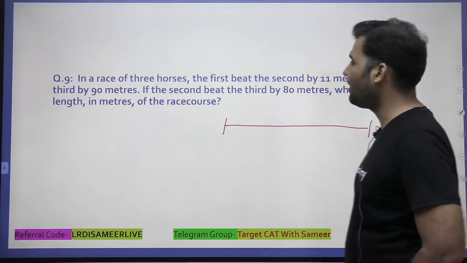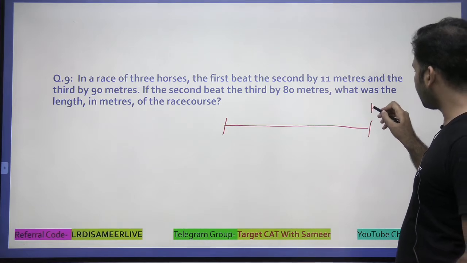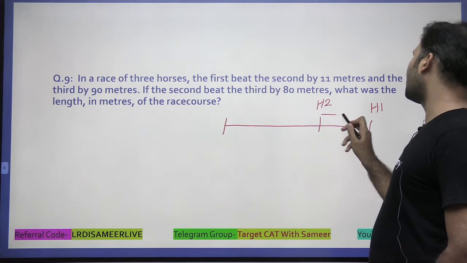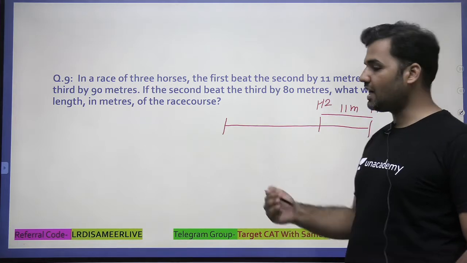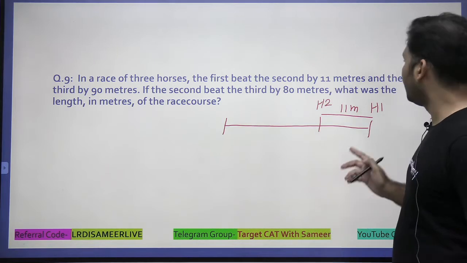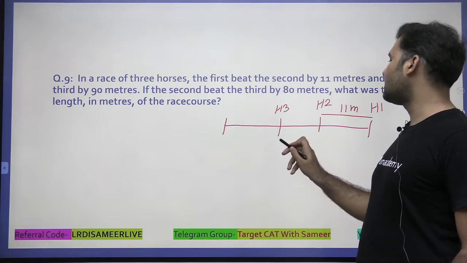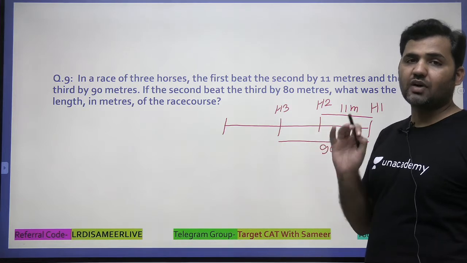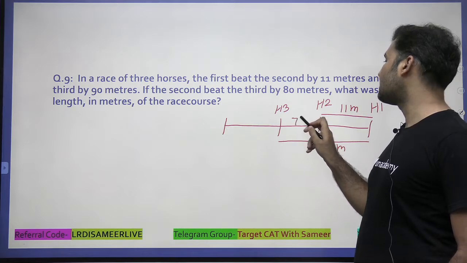And if I'm saying the first horse beat the second by 11 meter, that means when the first horse is at the finishing line, horse number 2 will be at a distance of 11 meter from here, right? That means horse 2 is still 11 meter behind the finishing line. And horse 1 beat the third horse by 90 meter. That means when horse 1 finished the race, horse 3 is still 90 meter from the finishing line. So at this point, the distance between these 2 horses is 90 minus 11, that means 79 meter.